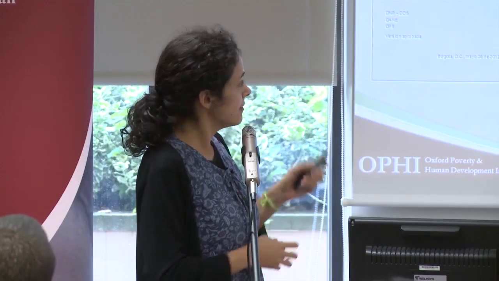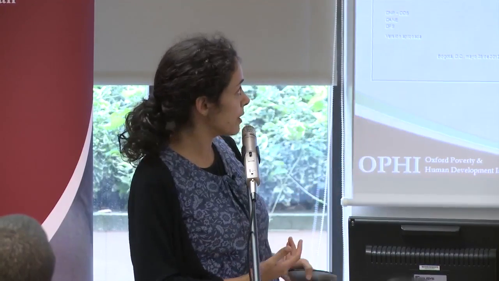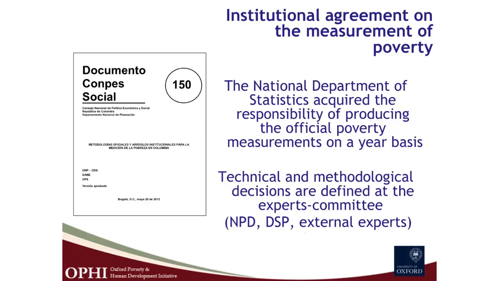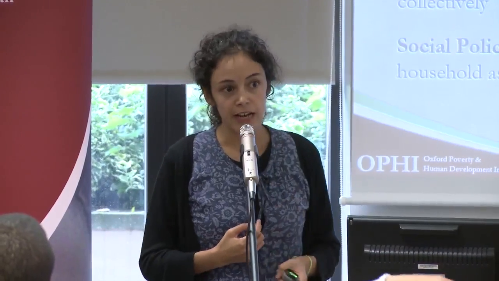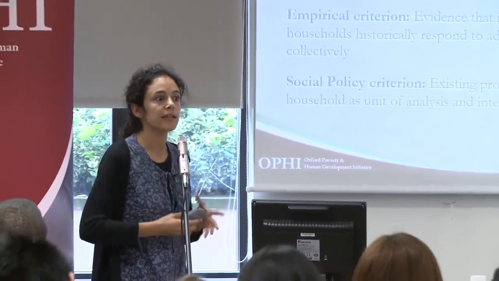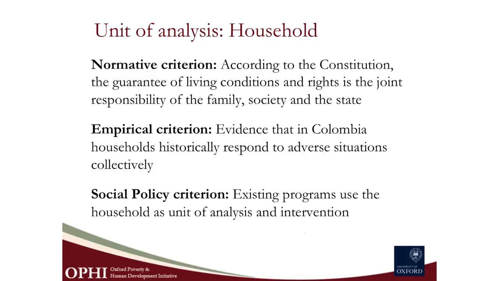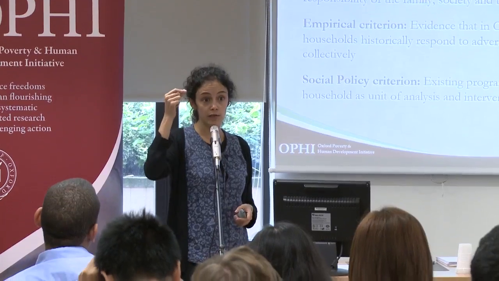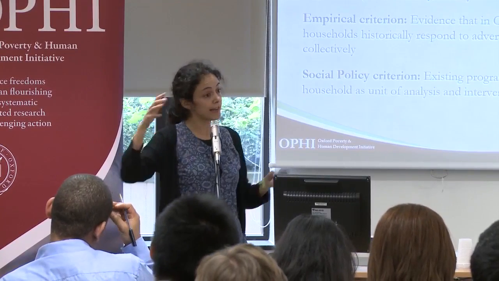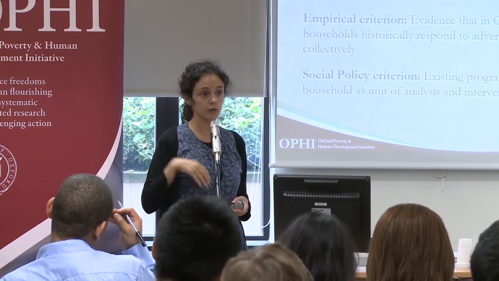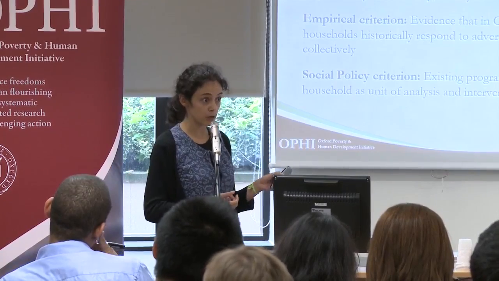Now, the National Department of Statistics is the organism responsible for computing the measure annually. The unit of analysis in Colombia is the household. What does this mean? It means that the poverty status is identified at the level of the household. So they find out if the household is poor or not, and then all the members of the household have the same status as the household.